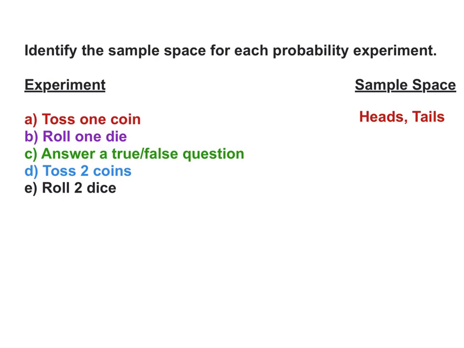Rolling 1 die, how many outcomes are there? 6. 1 through 6, right? How many had that? Good. Okay, answer true, false question. This is a tough one. You can either get true or false. Very good. That one was the hardest.